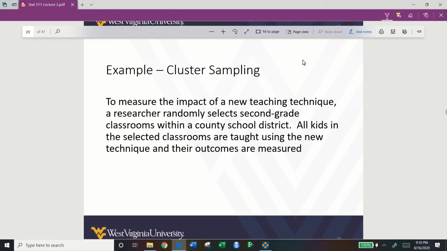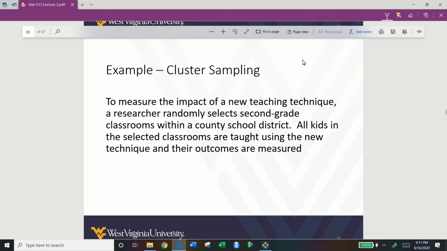An example of cluster sampling: to measure the impact of a new teaching technique, a researcher randomly selects second-grade classrooms within a county school district. All kids in the selected classrooms are taught using the new technique, and then their outcomes are measured. This is a really good use of cluster sampling because it allows an entire class to be taught using a new method versus the old method without the individual class being affected.